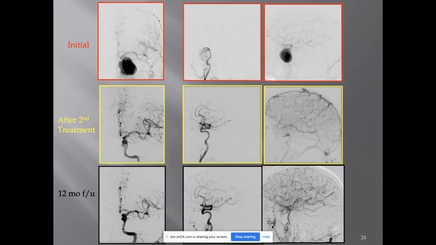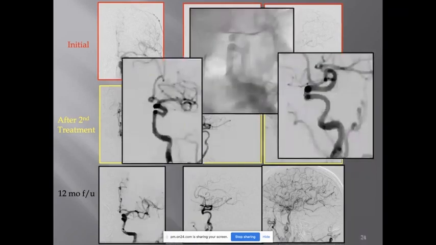I finally got to the point where I was like, I can't angio you anymore. If it looks good on the CT, we'll be good. Her cranial nerve palsy improved, so she was happy. I figured this is about as good as I'm going to get with this. And you can see here how the apposition is, with just a little bit of that at the 12-month follow-up after the second treatment.